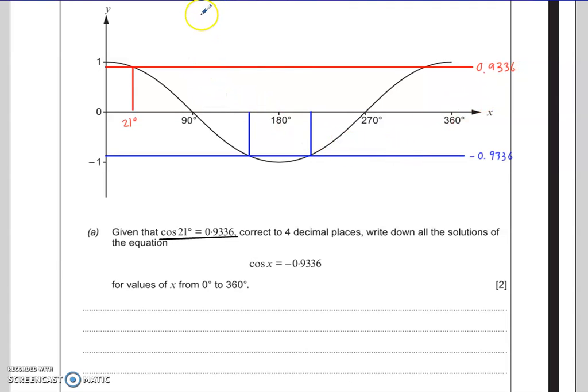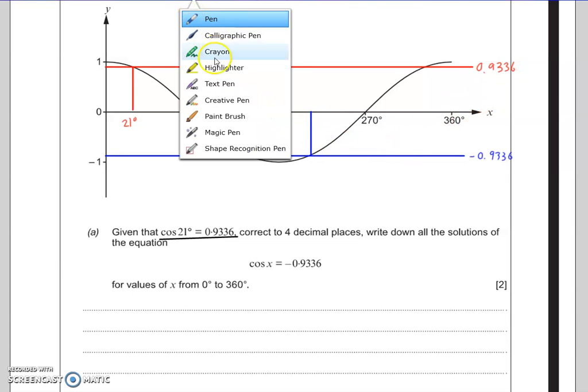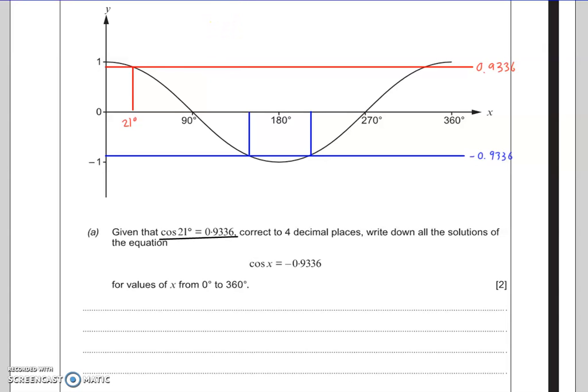Okay, and because of the symmetry of the graph, and you're always looking for symmetry in these questions, I can see that this sort of triangle-y looking shape, it's not really a triangle because one of the sides is curved, but that there is an exact replica of this shape here. Okay, it's upside down, but that doesn't matter. It's still the same width. So that's the same as that one, and it's also the same as this one. And that's how we're going to get the two solutions for our blue line, the minus 0.9336.